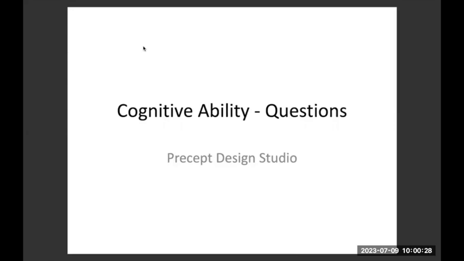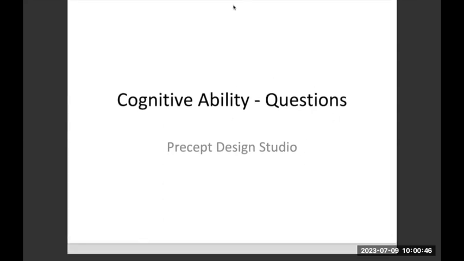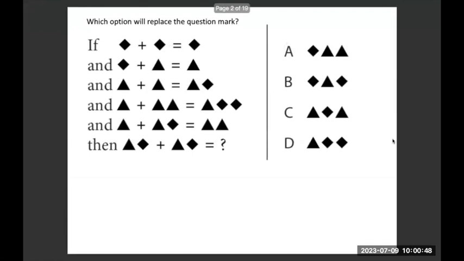Good morning, everybody. Today we'll start with a few more questions. I have increased the difficulty level for most of the questions. Okay, so let's try this first. All right. So the first question.